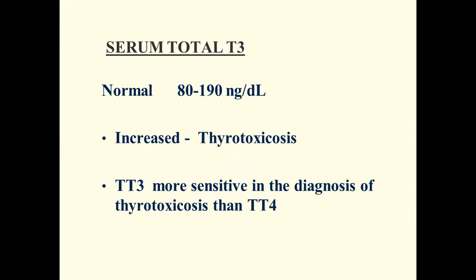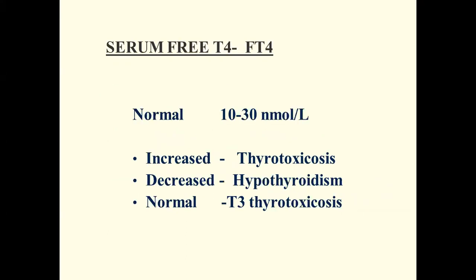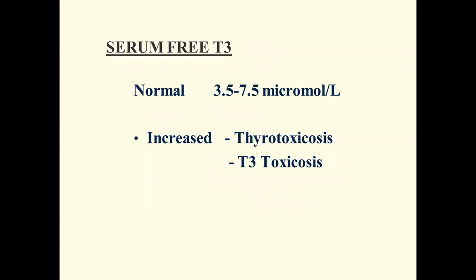Serum total T3, the normal value is 80 to 190 nanogram per deciliter, increased in thyrotoxicosis and decreased in hypothyroidism. Serum free T4, the normal value is 10 to 30 nanomoles per liter. It is also increased in thyrotoxicosis and decreased in hypothyroidism and is sometimes normal in T3 thyrotoxicosis. The serum free T3, the normal value is 3.5 to 7.5 micromoles per liter. It is increased in thyrotoxicosis as well as in T3 toxicosis.